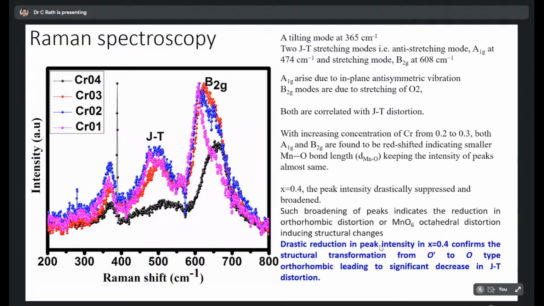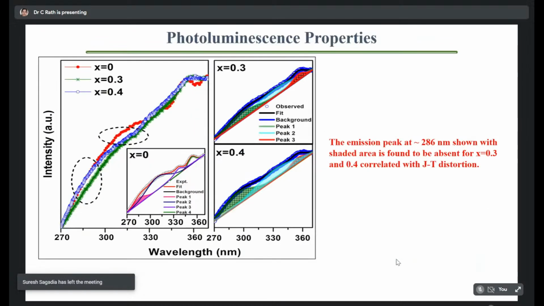This is the Raman spectra. One can see that with increasing chromium concentration, at 0.4 there is a significant reduction in the Jahn-Teller active modes, and they are completely suppressed. This indicates a drastic reduction in peak intensity and confirms the structural transformation from O prime to O type with reduction in Jahn-Teller distortion.